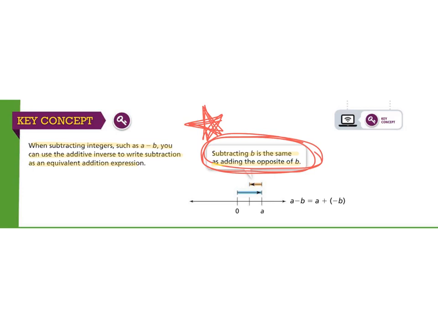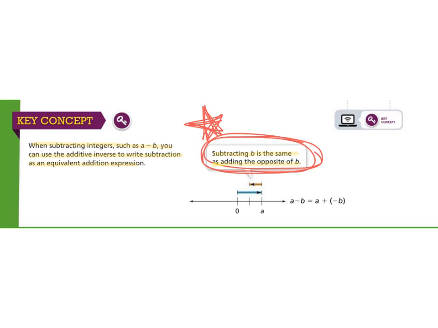The key concept from this lesson is really important. When subtracting integers, such as any number A, take away a different number B, you can use the additive inverse to write subtraction as an equivalent addition expression. So A minus B is equivalent to A plus the opposite of B. Now you can put any digits you want in place of A and B, and that will always be the case.